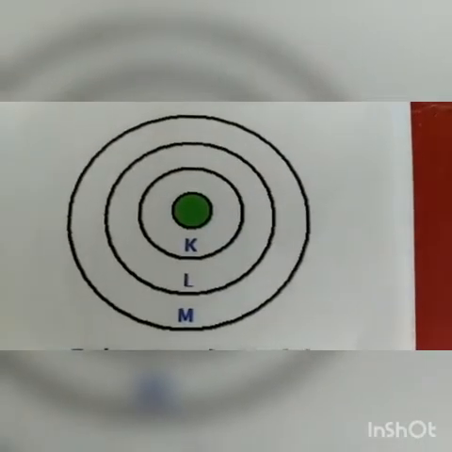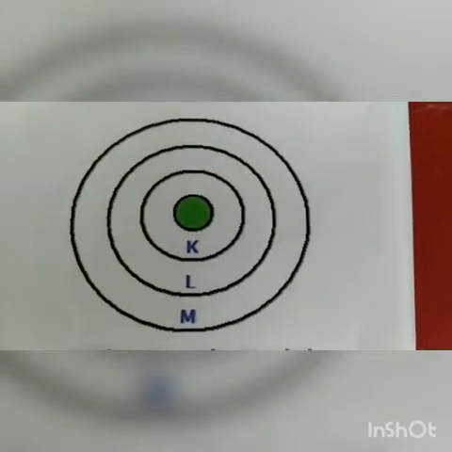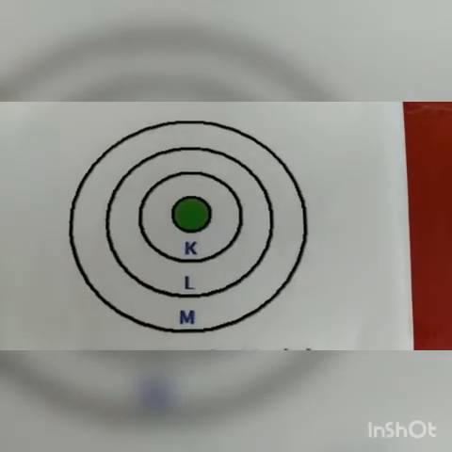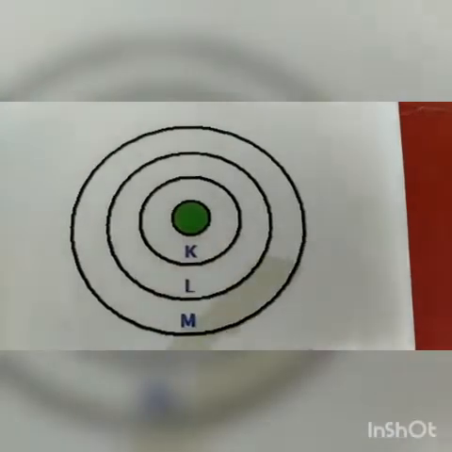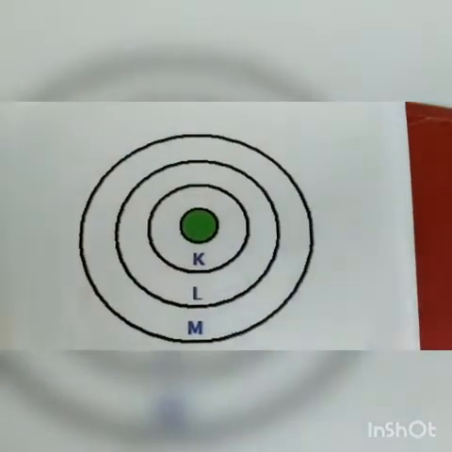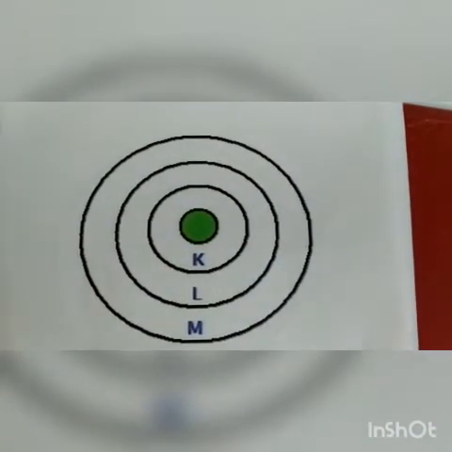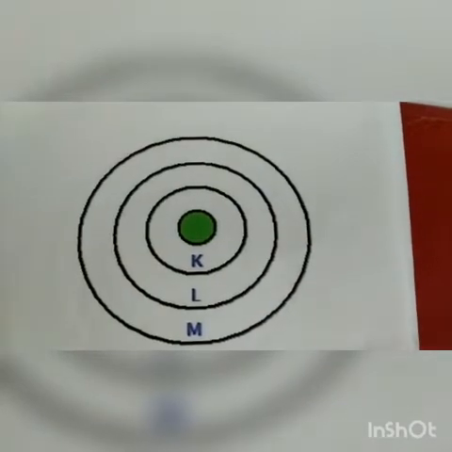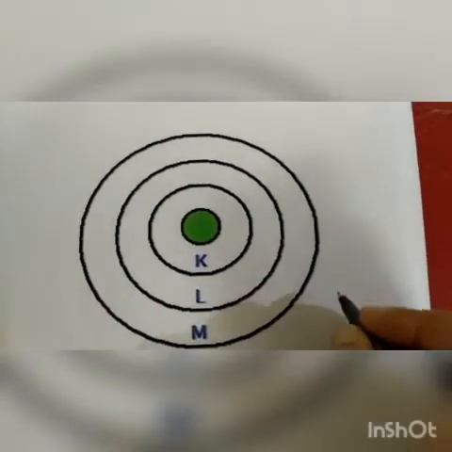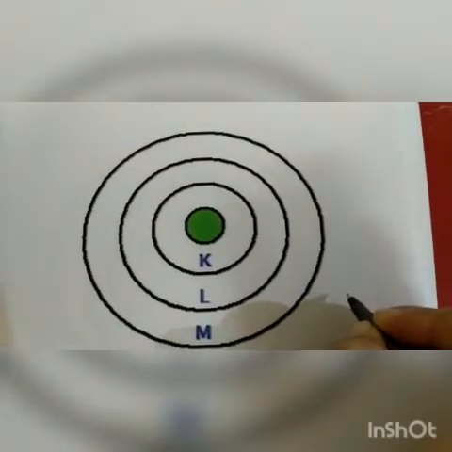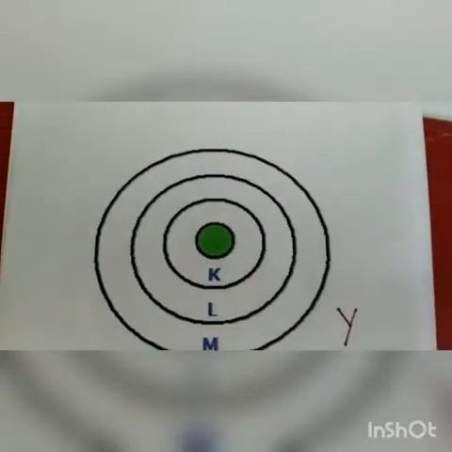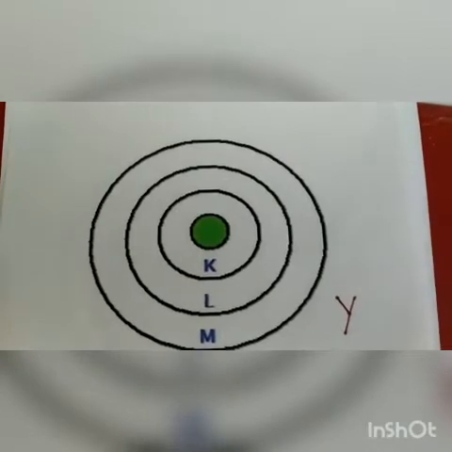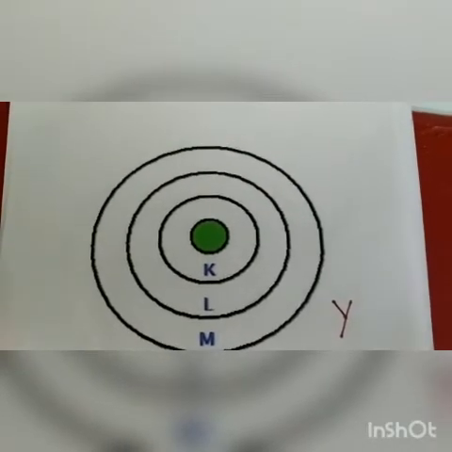Students, please refer to page number 50 and 51 of your NCERT book. Now I will give you one more example to explain valency. Let us say this is one atom, and let us say this atom is Y. Now this atom has 3 shells, K, L, and M.